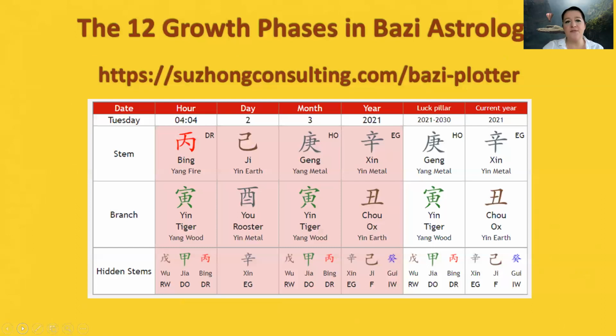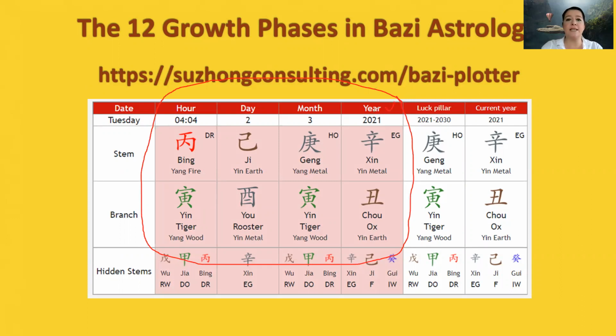Now, how we do this is very, very simple and straightforward. The first thing you need to do is to go to this particular link. This is about the plotter, and this will give you the natal Bazi chart. So what you need to do is plot your Bazi chart. If you don't know the time of birth, that's perfectly fine. You don't necessarily need this, but just plot whatever information you have, and then you will end up with the natal chart, which is highlighted here in pink. This is what we call the natal chart.